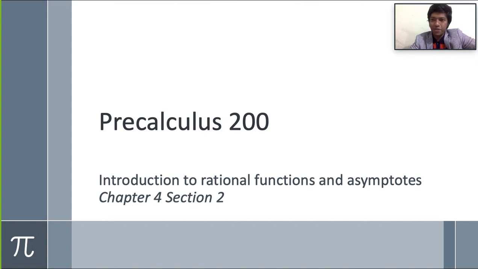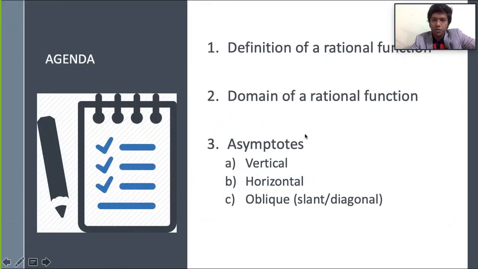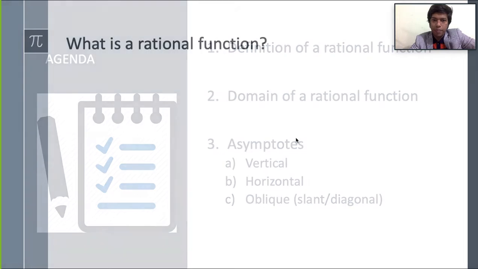We are starting a new thing here, introduction to rational functions, and we will discuss the asymptotes in this lesson. So let's look at the agenda. We have the definition of a rational function, how to find the domain of a rational function, and asymptotes: vertical, horizontal, and oblique. This kind of thing we will have to find out. So let's have a look.